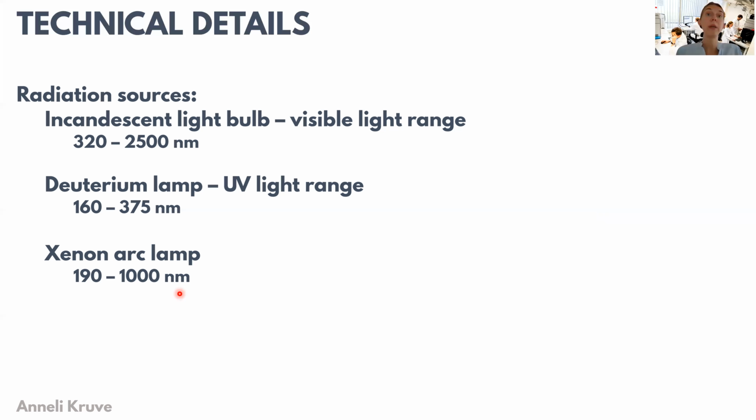However, now there are also xenon arc lamps, which cover the whole range of the ultraviolet visible spectroscopy. These are a bit more expensive, but very convenient to use if the whole range is very often scanned for many, many measurements that are being done.